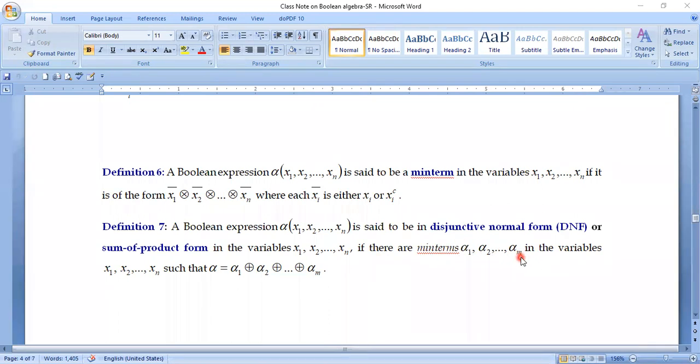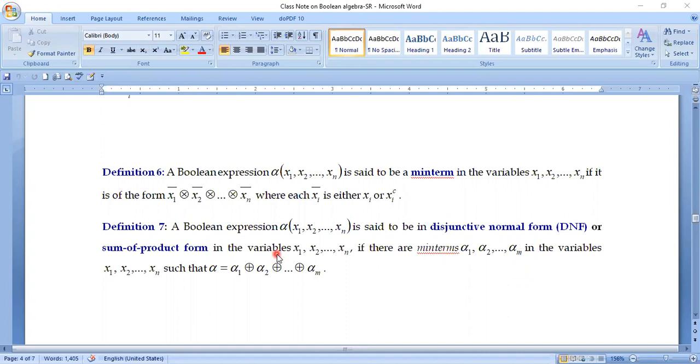I have used the subscript m here, and it is different from n. Here alpha 1, alpha 2, ..., alpha m are some parts of x1, x2, ..., xn in the variables, such that alpha can be expressed as the sum of these min terms. By looking at the definition, it is not clear at all what it is going to say until and unless we try to deduce it from a problem.